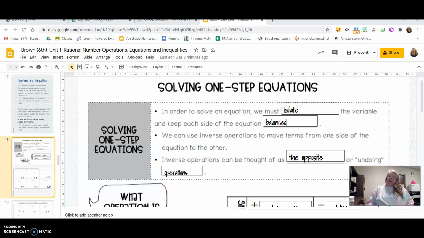Okay, so like I was saying, the goal of an equation is to get the variable by itself, or another word for that is to isolate it.